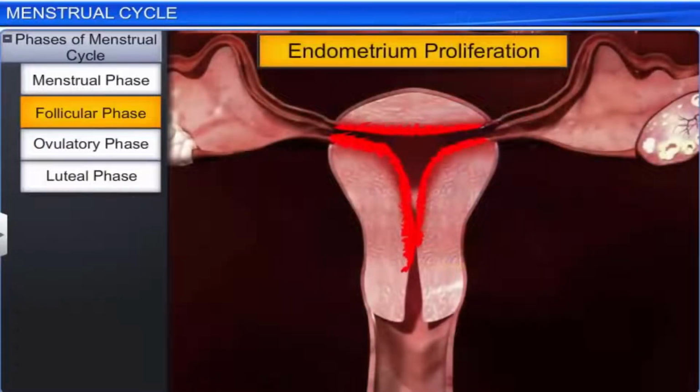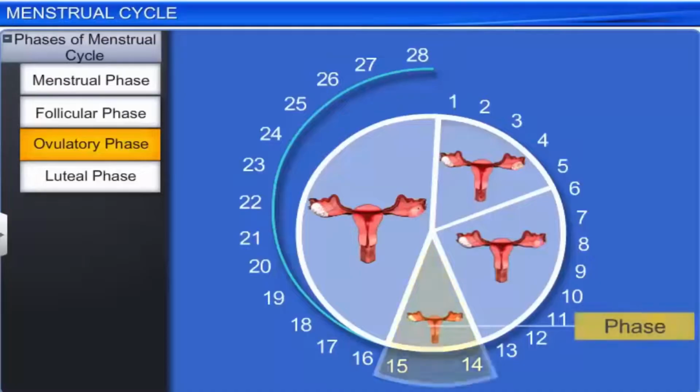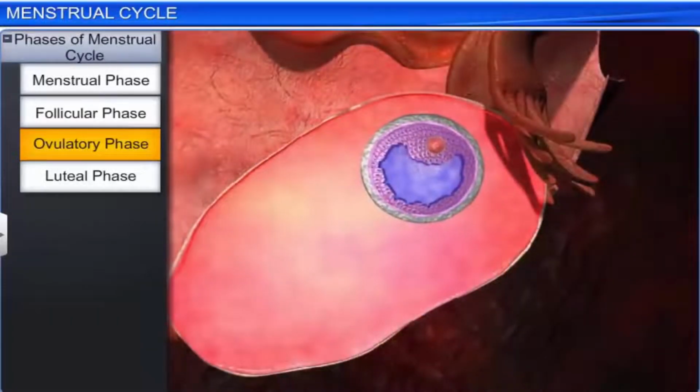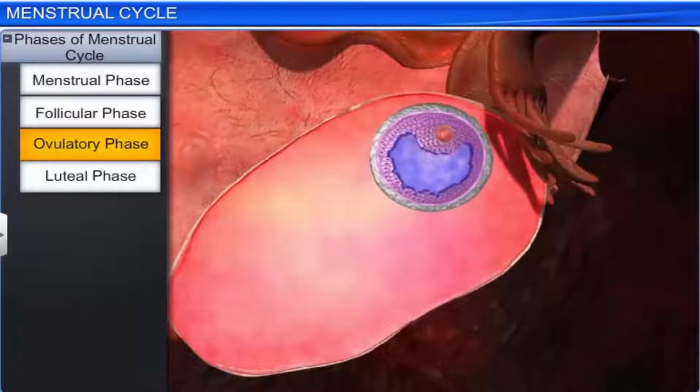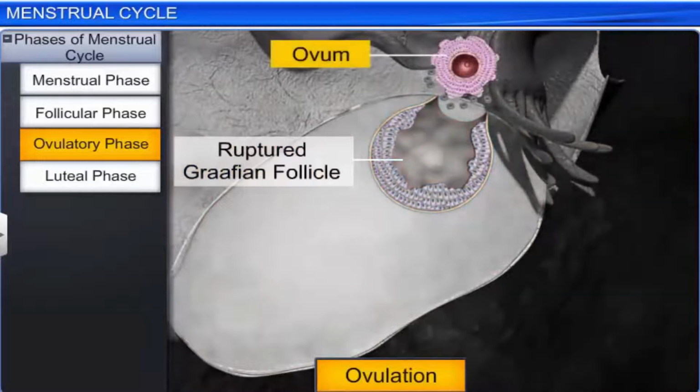Simultaneously, the endometrium undergoes proliferation, a process of regeneration which results in the formation of a new, thick endometrium. The follicular phase is followed by the ovulatory phase, which occurs during the middle of each menstrual cycle. During this phase, the Graafian follicle ruptures to release an ovum or egg cell into the pelvic cavity in a process called ovulation.